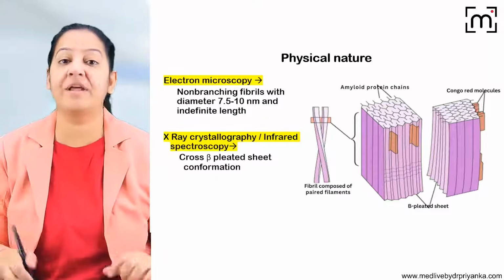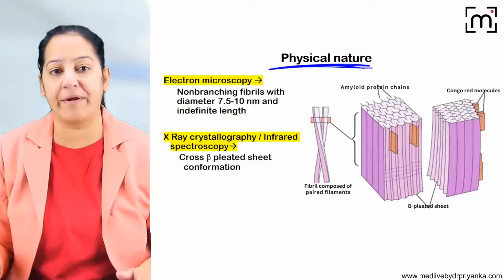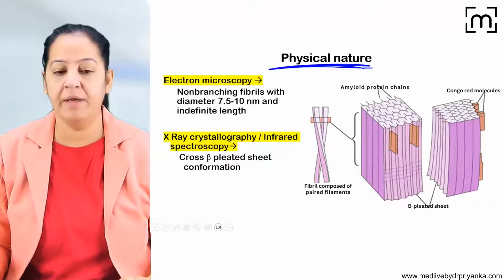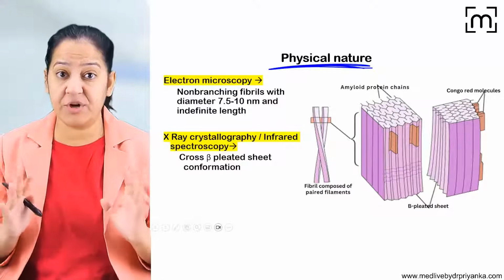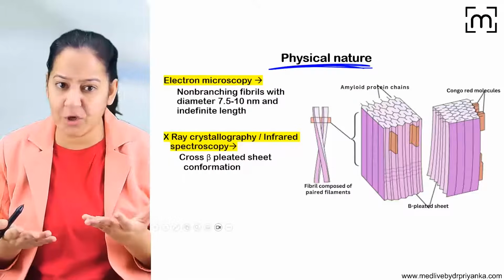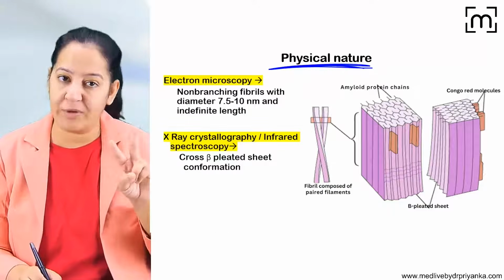After the definition, I want to tell you the physical nature of amyloid. How to see the amyloid? What is the structure of the amyloid? What is the shape of the amyloid? How does it look? So we use two techniques.